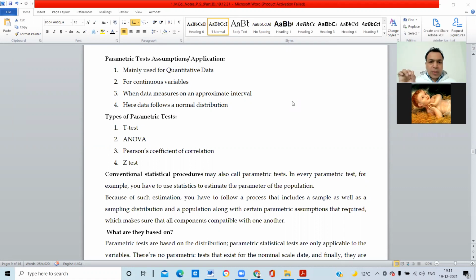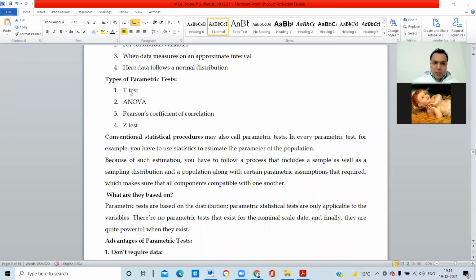Third, when data is measured on an approximate interval, here data follows a normal distribution. This is again important. When our sample which we have collected is normally distributed, meaning a bell-shaped curve, you know, bell-shaped curve, then we use the parametric test. And what are the types of parametric test? You have to remember t-test, ANOVA, Pearson coefficient of correlation, and z-test are the examples of the parametric test.